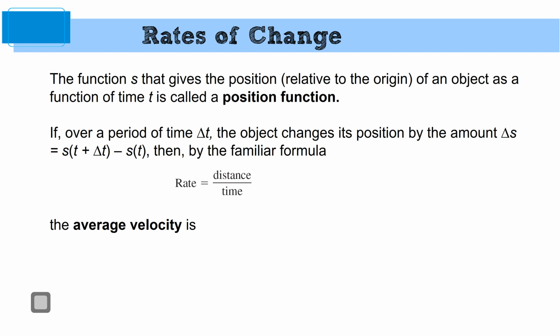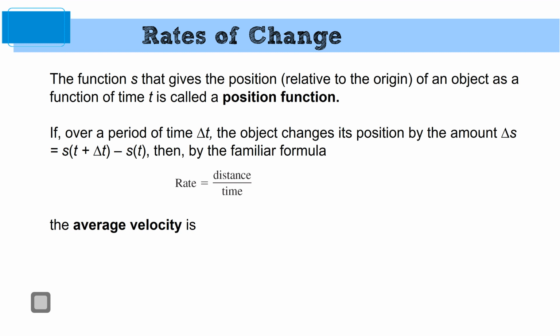So picture, if you will, a trip to Grandma's house. You leave your house at noon. You arrive at Grandma's house at 2 p.m. Grandma lives 100 miles away. What is your average velocity?